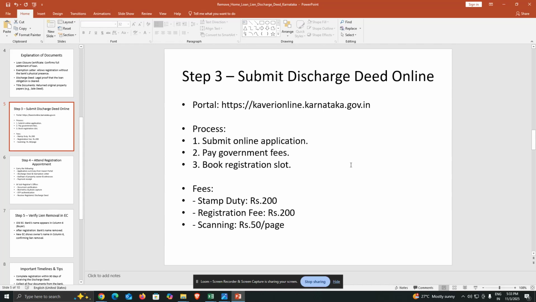So to register the discharge deed, we must submit the application on Kaveri Online Service portal. We will share the website link in the description. Please check that. Once the application is submitted and approved, pay the government fee and book the registration slot.